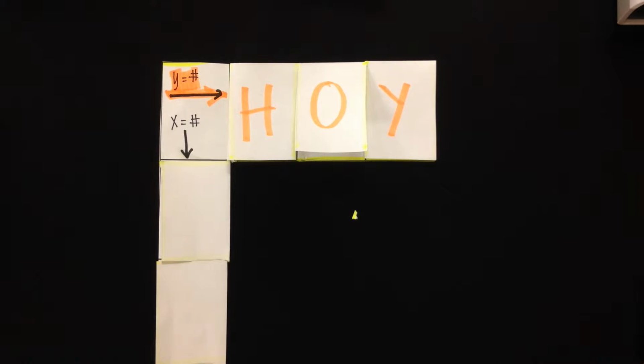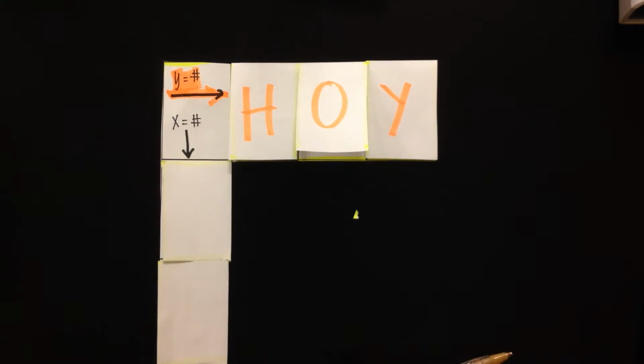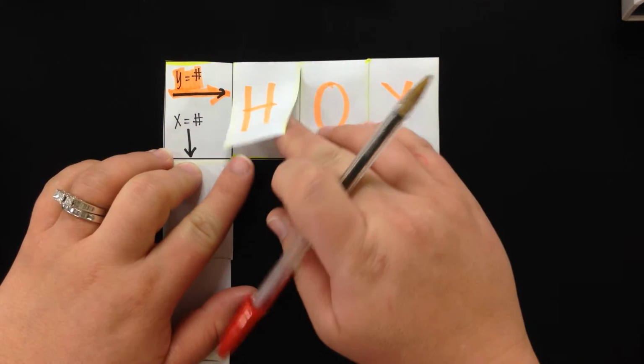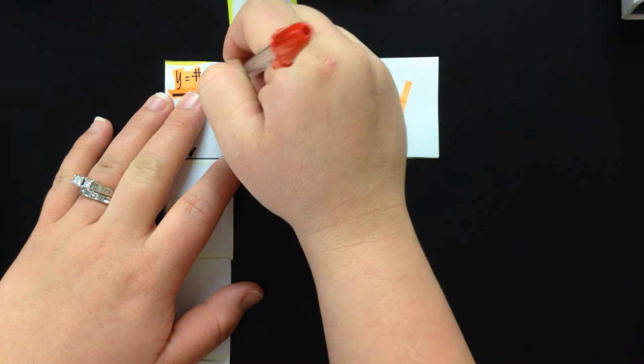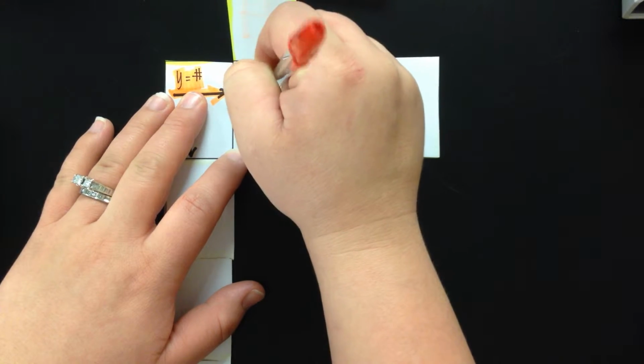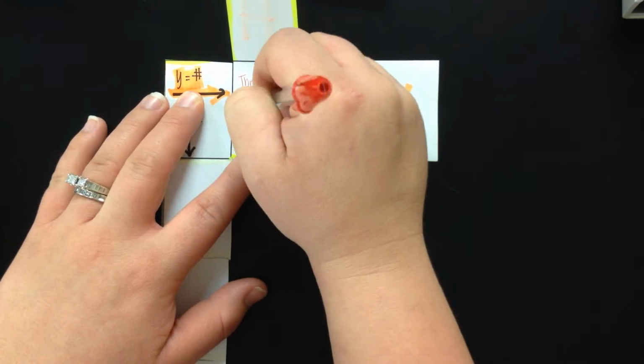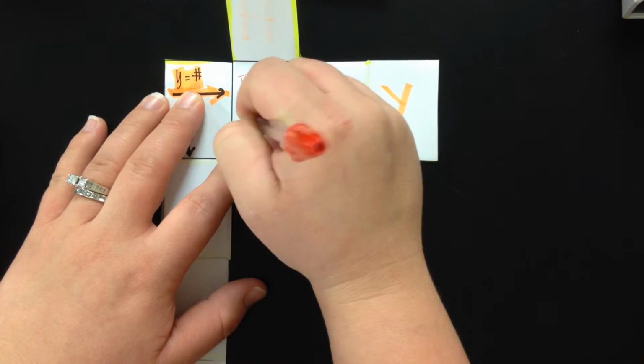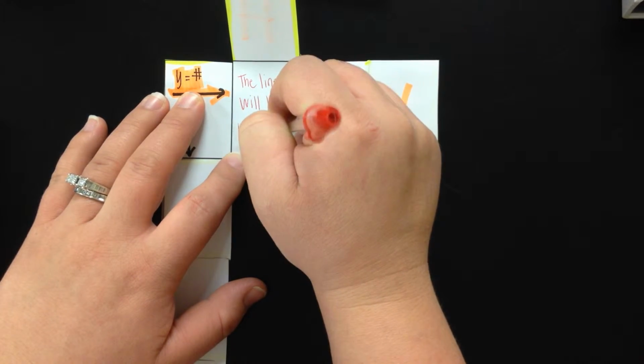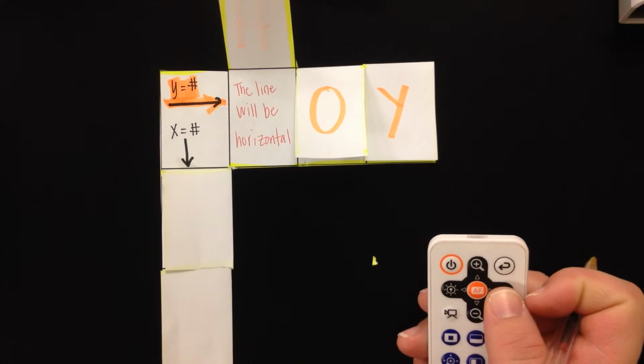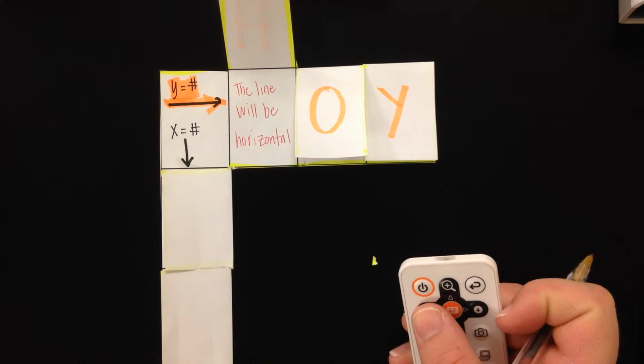And so what that represents, or what that stands for, I'm going to flip up my H, is that the line will be horizontal. Okay? The line will be horizontal. And let me see if I can darken that up for you guys. Is that too dark? Or is that better?